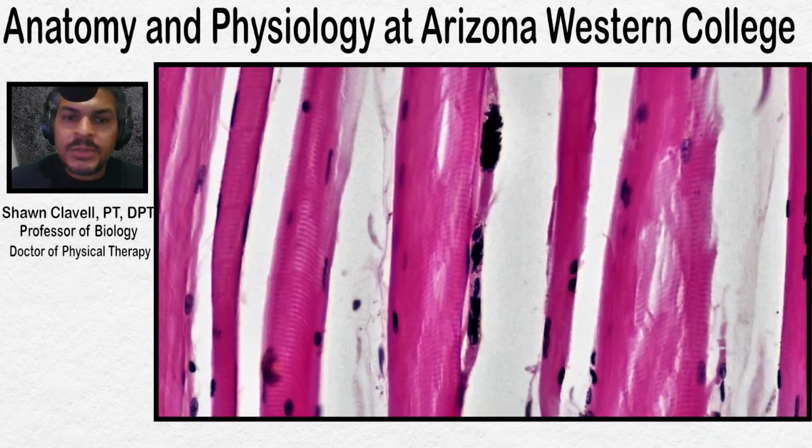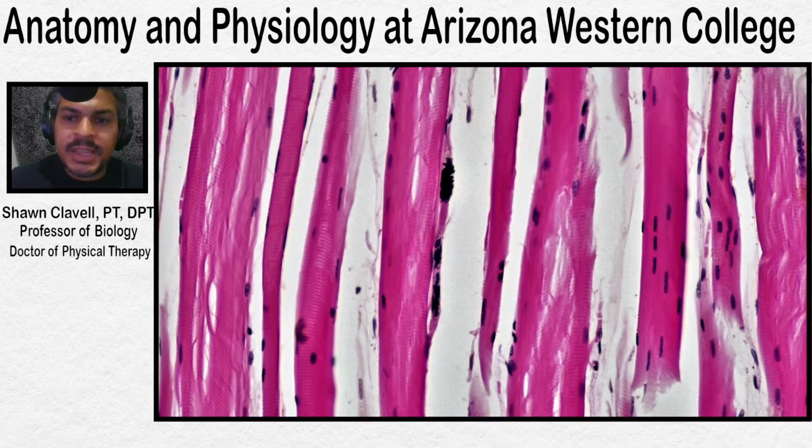And so again, if I start to zoom out here, some of the classic examples of skeletal muscle tissue is that it has long cylindrical fibers.